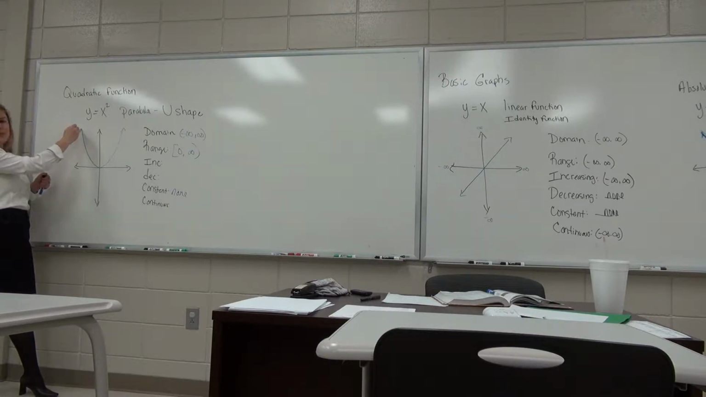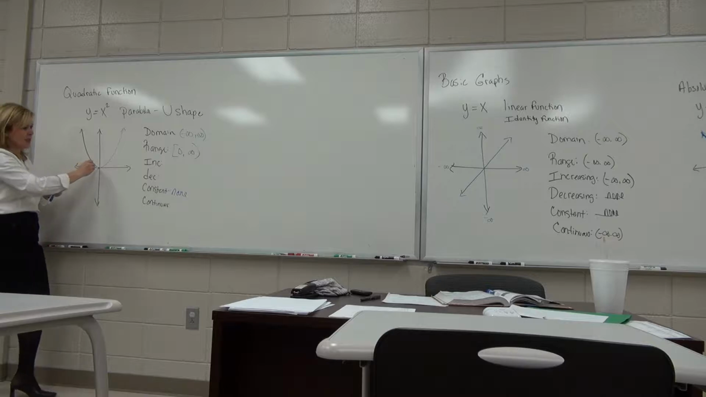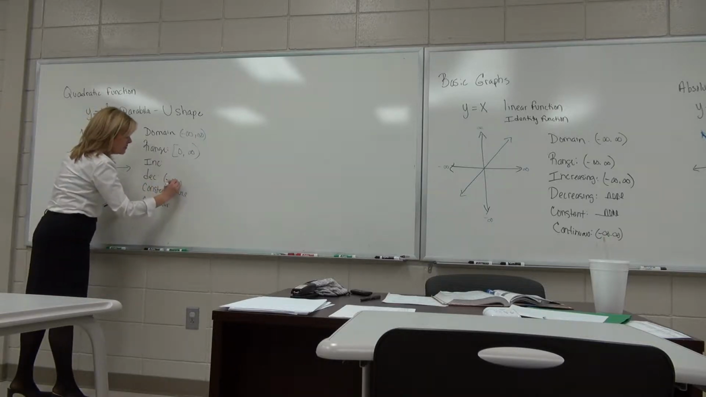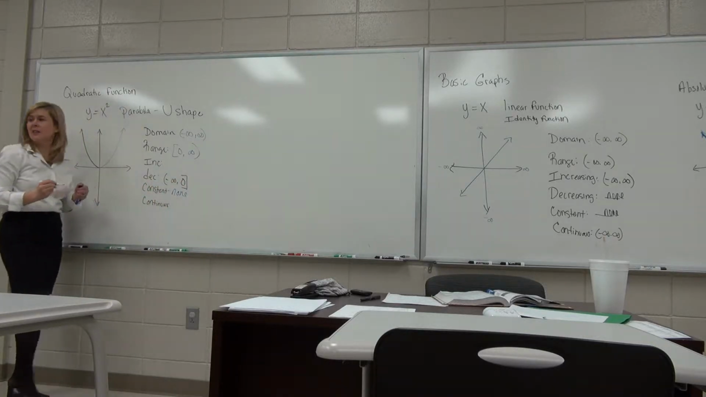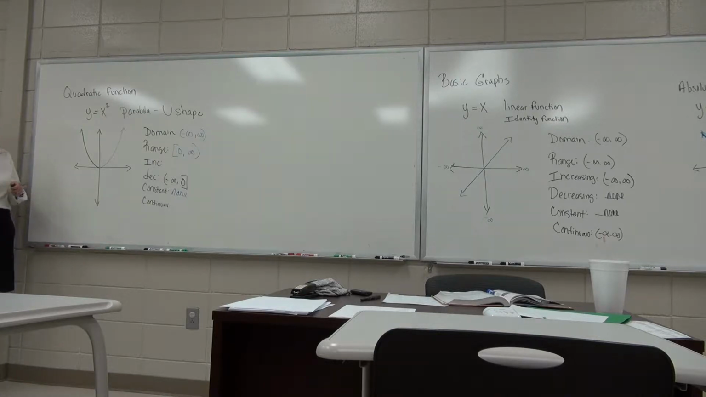If I'm starting from negative infinity, at the leftmost point of my graph, what is my pencil doing as I go down toward the origin? Decreasing. So it's decreasing from negative infinity to 0. Let's use a bracket on that 0 since it's included in part of my graph.